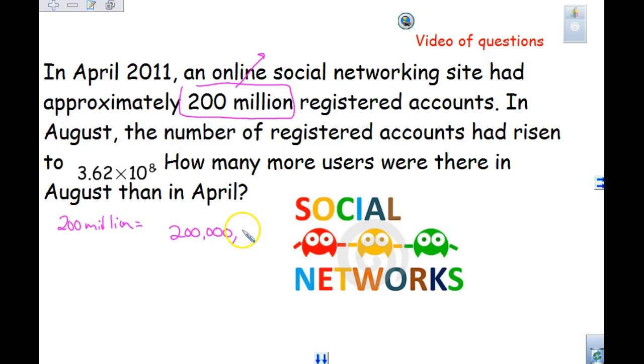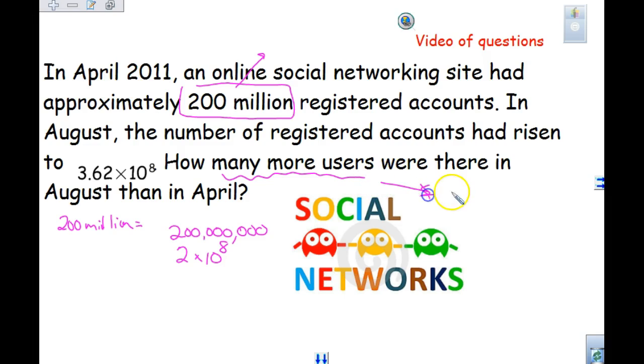So that'd be 200,000. That would be 200 million. That's what it looks like. Which means what? 2 times 10 to the 8. Okay? That's how many users were using this social network. It says it has risen to this amount. How many more?